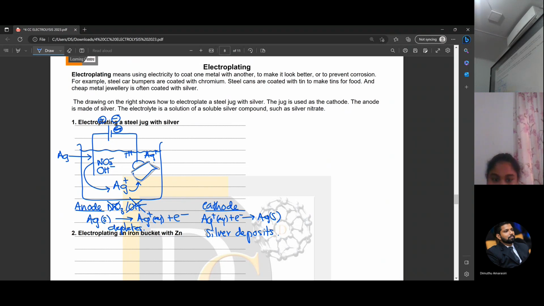What happens to the electrolyte? It stays the same. There is no change in concentration, right? So no change in color, because silver ions are... Okay. Clear. That's the concept of electroplating.